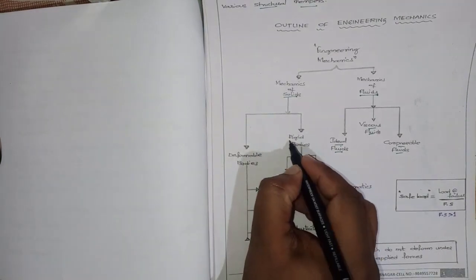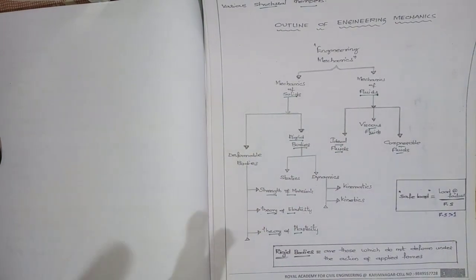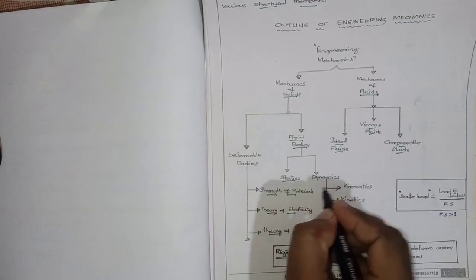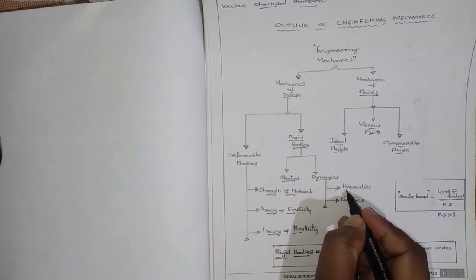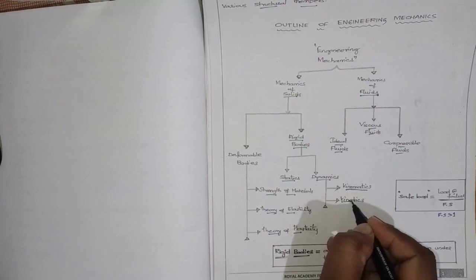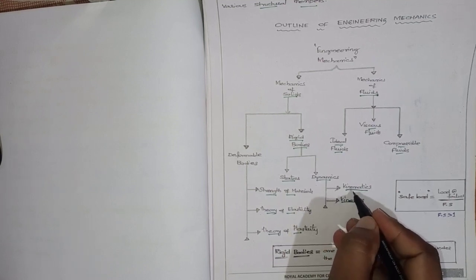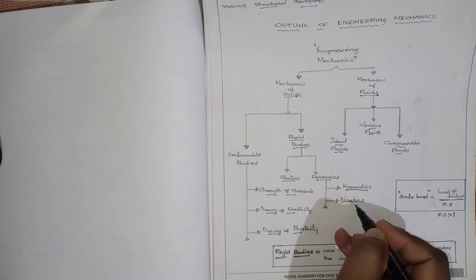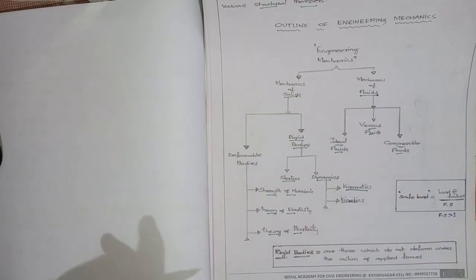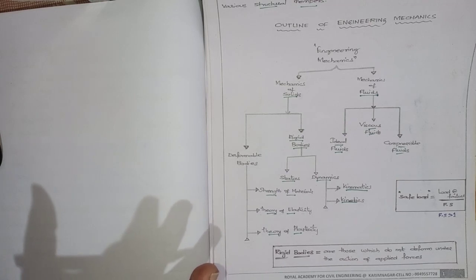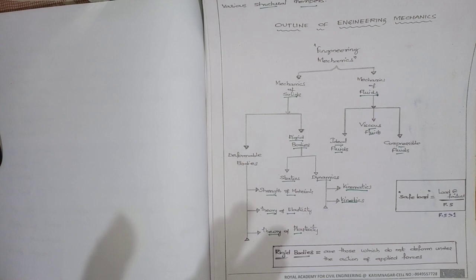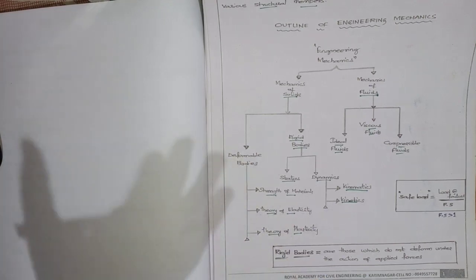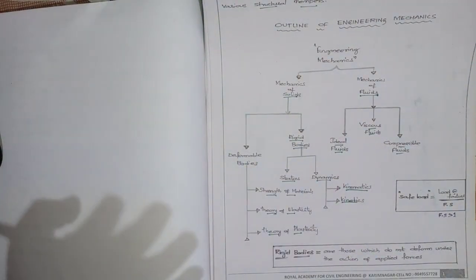Coming to the rigid bodies, rigid means fixed bodies. Again they are categorized as statics and dynamics. In dynamics, again they have been categorized as kinematics and kinetics. Now what is the difference between kinematics and kinetics? Kinematics means any body which is in motion, you have to study the motion of the body without considering the force causing the motion.